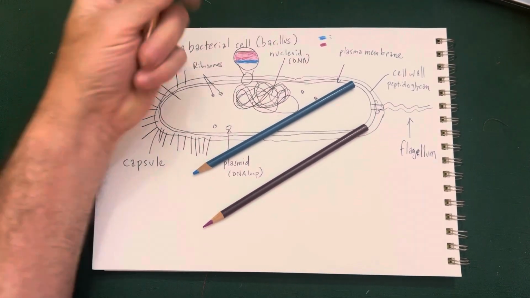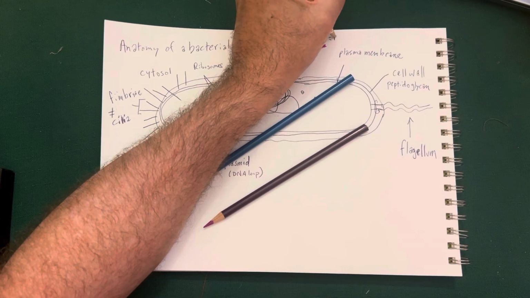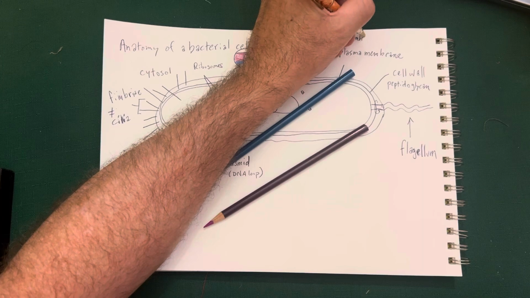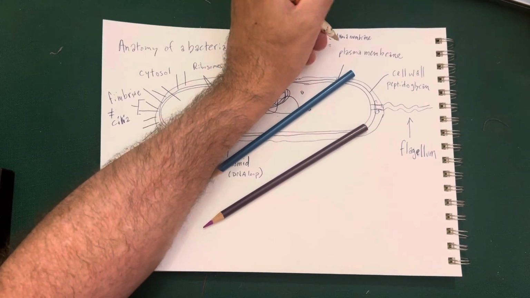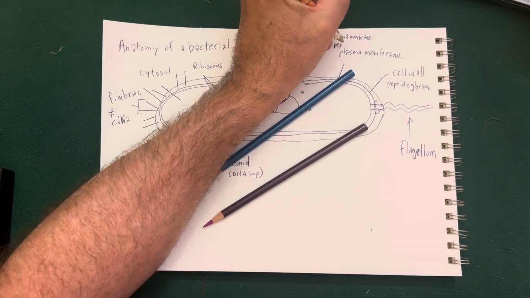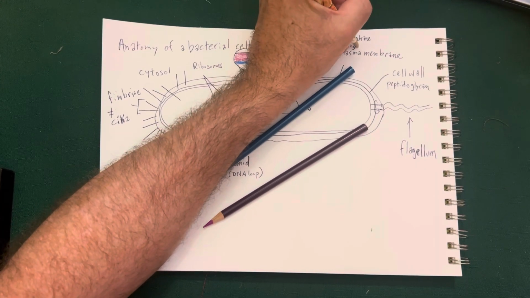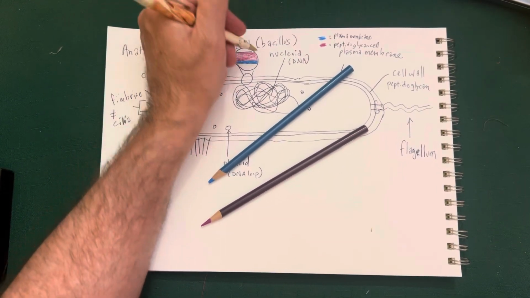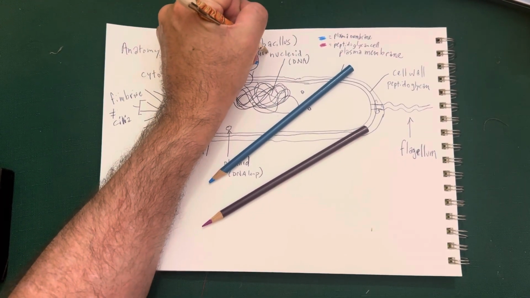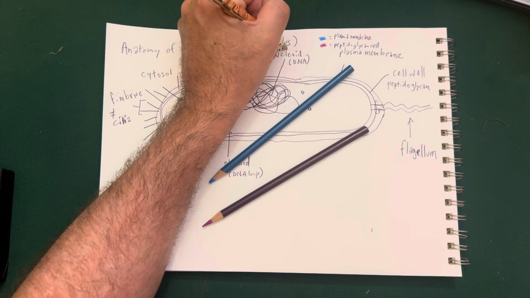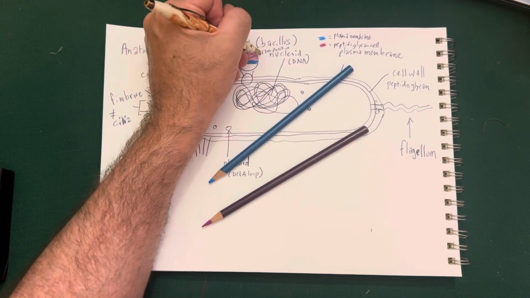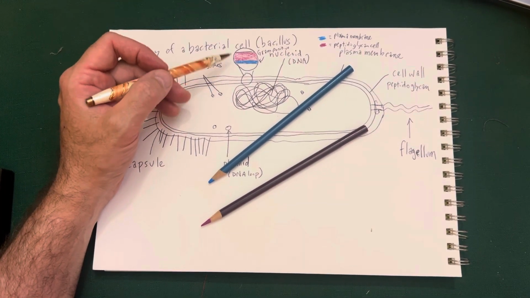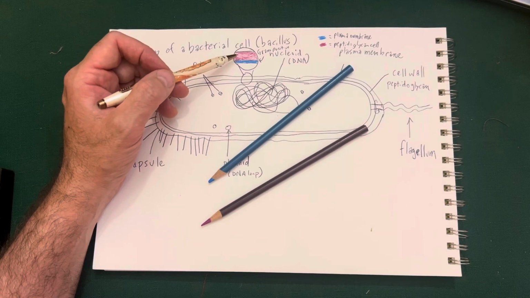Okay? So the blue means plasma membrane. And the mulberry means peptidoglycan cell wall material. Okay, so in gram-positive cells, they look like this. This is the structure of the cell wall.